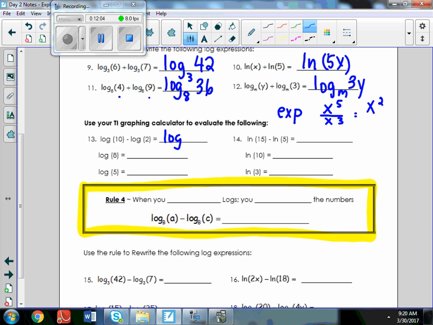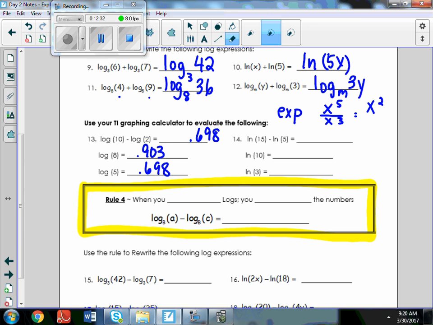So let's go ahead and finish that one up for subtraction. What did you get for this one, Jack? 0.699? 0.698, okay. And then what'd you get for the next one? 0.903. And then what'd you get for the last one? 0.698. I don't know why I wrote that word there. You don't need log, because we're just taking the numerical log to help us understand how to rewrite with the properties.